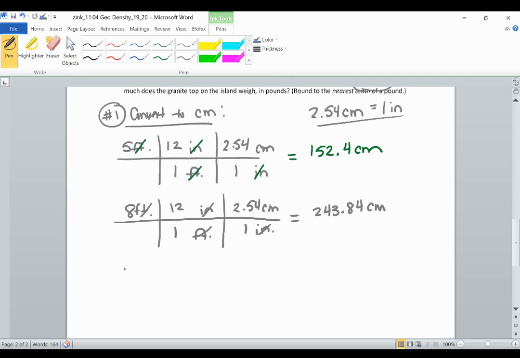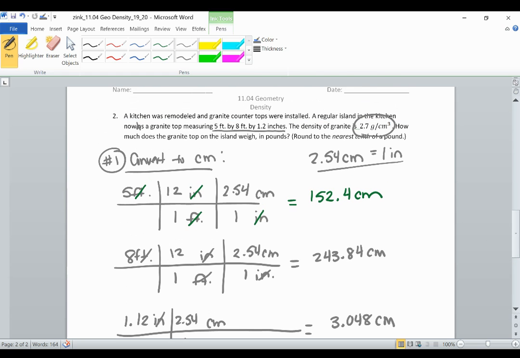And the last one I need to get from 1.2 inches to centimeters. Well, that one actually should be a little bit faster because we're already in inches. So now I can just use the fact that 2.54 centimeters equals 1 inch. I want inches on the bottom so that they'll cancel out. Multiply across the top, and I get 3.048 centimeters. So now I have everything in centimeters.